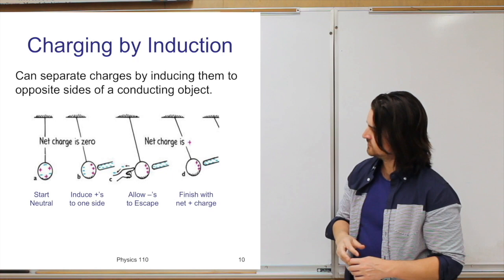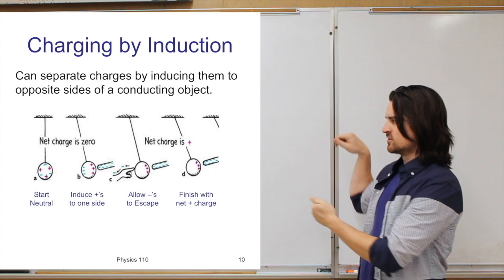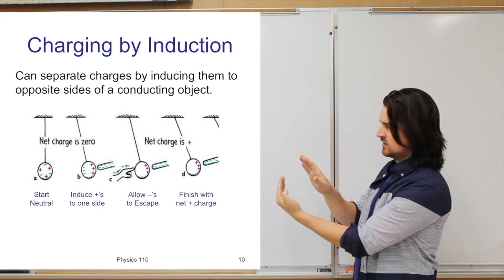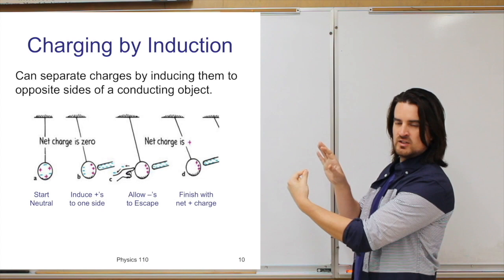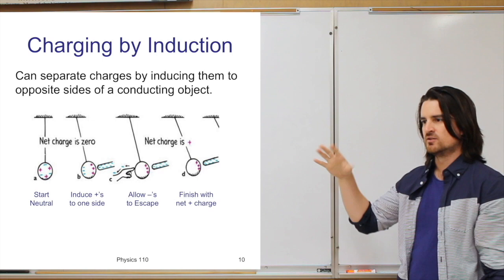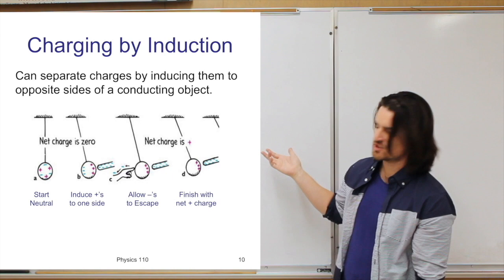You'd say that by putting this rod next to it, we induce an uneven charge distribution. And then by touching it with a different object where charges can flow, we remove some of those extra charges, and we've left that original object with an overall net charge. And you could charge an object negatively if you do this same process just with a positively charged rod instead.